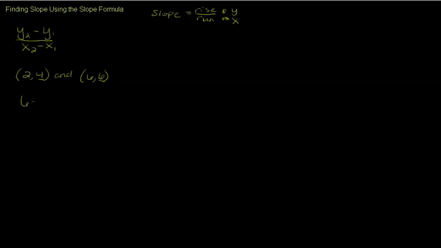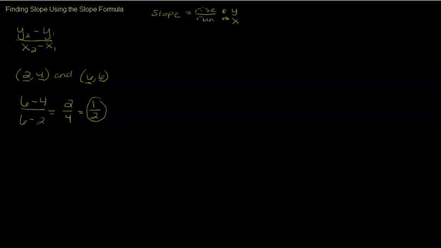So I do 6 minus 4, and then I have the second x minus the first x. Whatever I do, I have to do it in the same order. Since I did the second one minus the first one of y's, I have to do the second x minus the first. So 6 minus 2, which ends up being 2 over 4, which ends up being 1/2. So our slope is 1/2.